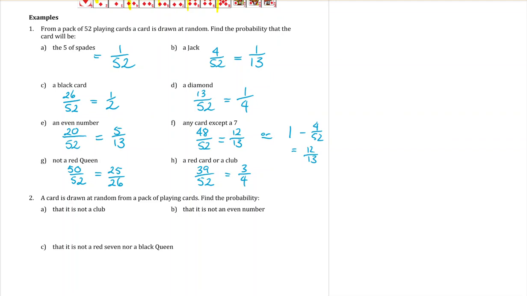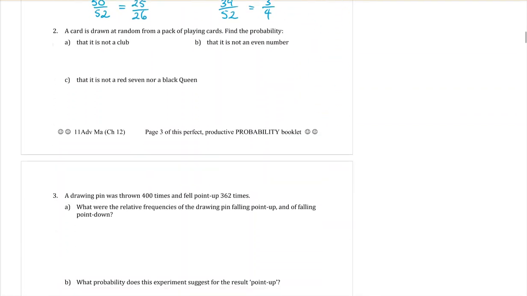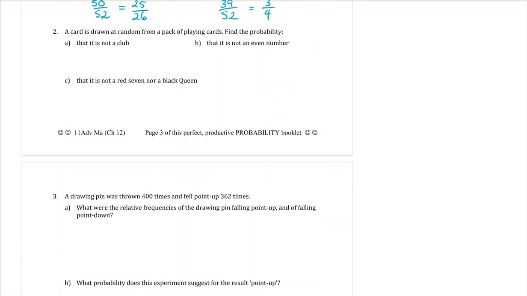Okay, question 2. A card is drawn at random from our pack of playing cards. Find the probability that it is not a club. So let's practice our complement here. So 1 minus, if we don't want clubs, there are 13 out of 52 clubs. And that makes 3 out of 4, 3/4 of that deck that is not a club.